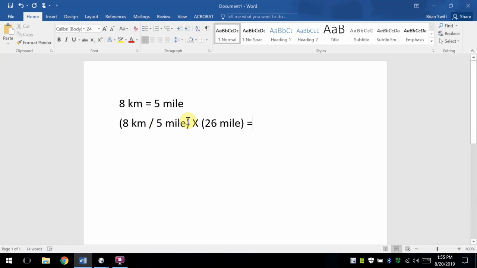Now this is in the denominator of this fraction. And this is in the numerator of this fraction. You just treat the units as though they were numbers. And as you know, when a number is in the numerator and the same number is in the denominator, they will cancel out. So in this case, let's see if we can do a strike through.